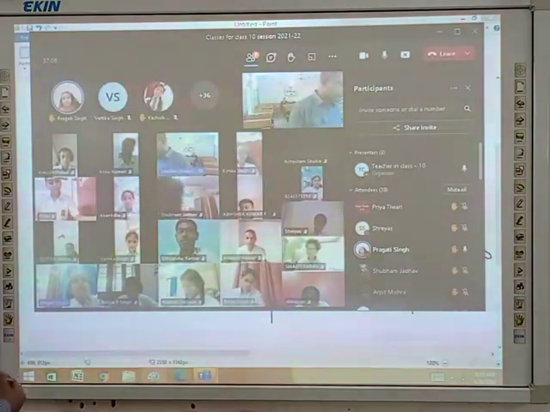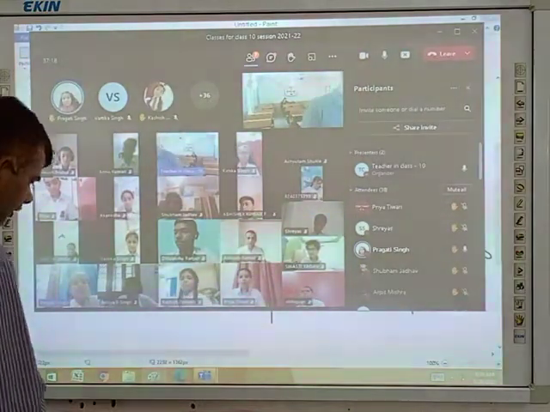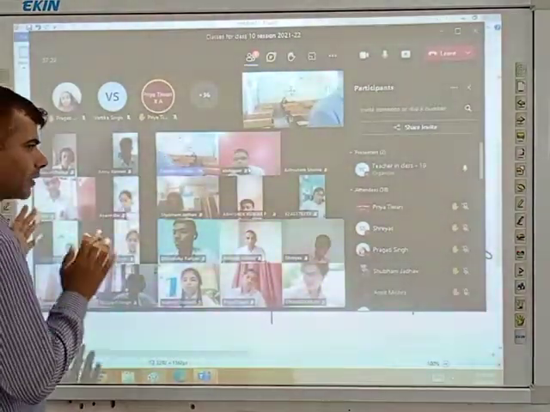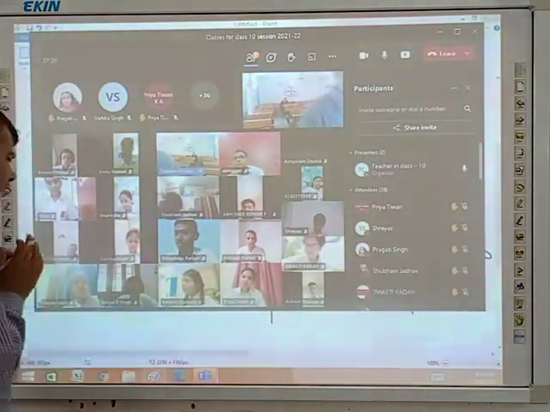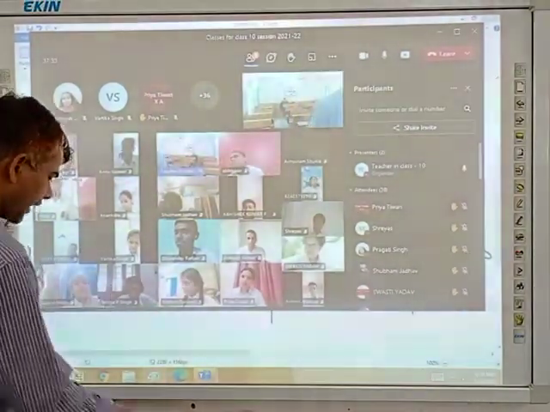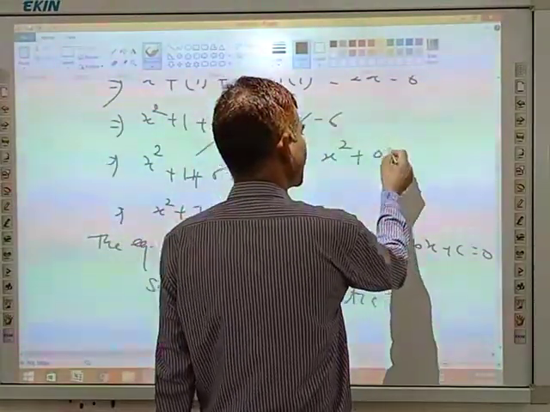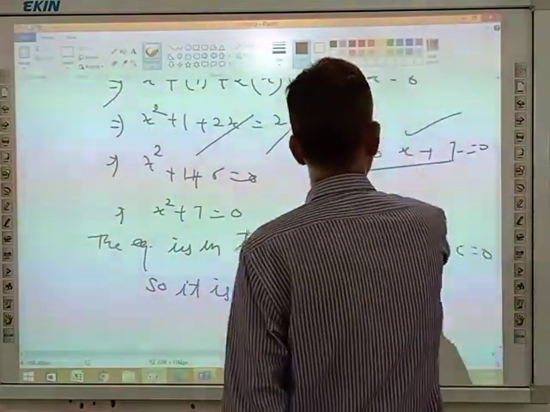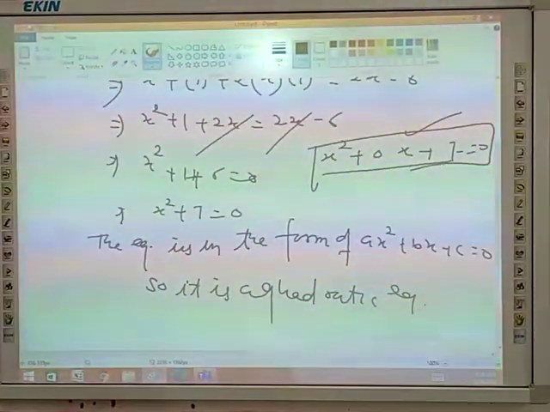Sir, that is ax square, but where is bx? It is written quadratic, so how is it quadratic? For a quadratic polynomial, you have to check that the degree of the variable should be 2. The degree of the variable is 2. Student, it can be written as x square plus 0x plus 7 is equal to 0. It is in the form of ax square plus bx plus c equal to 0 or not? Yes, yes sir.